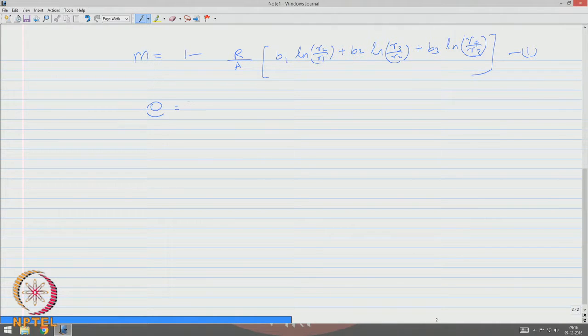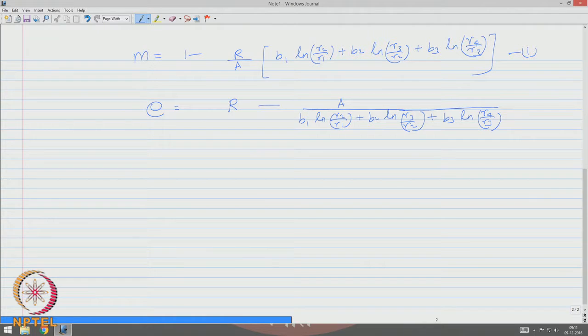E is then given by R minus A by B1 log R2 by R1 plus B2 log R3 by R2 plus B3 log R4 by R3.